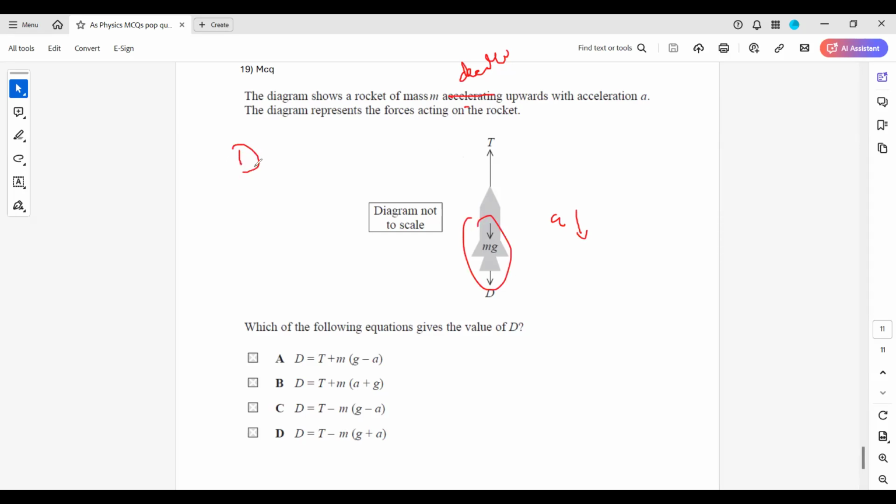So in that case, we'll write D plus mg, the downward force, minus the upward force is equal to ma. And we'll simplify in that case. So D plus mg minus T is equal to ma. And these two will move to the other side and we'll get the value for D. So if it is accelerating up, the upward force is more. If it is accelerating down, the downward force is greater. So in that case, the downward force minus the upward force will be equal to ma.